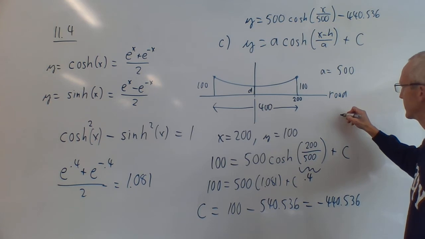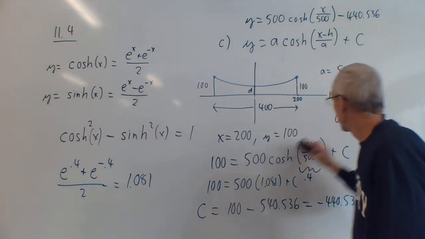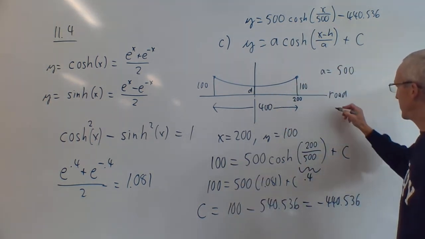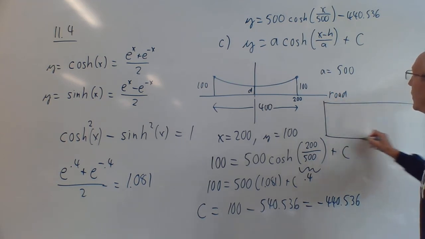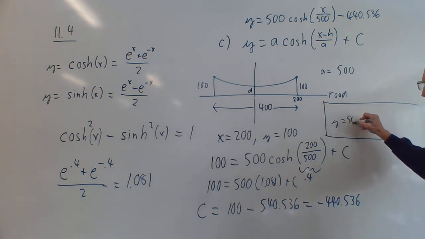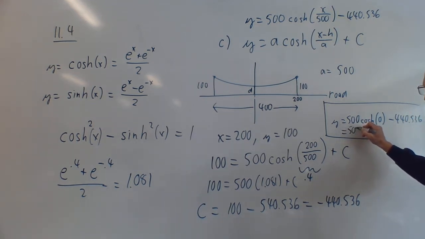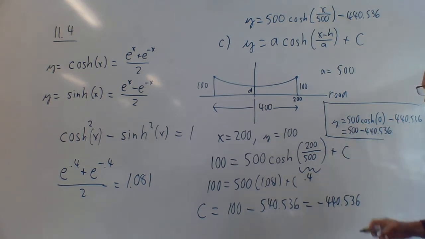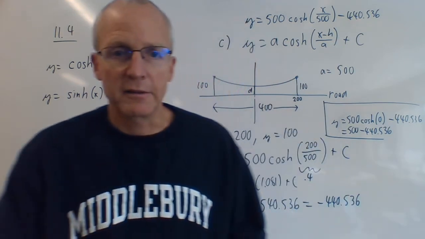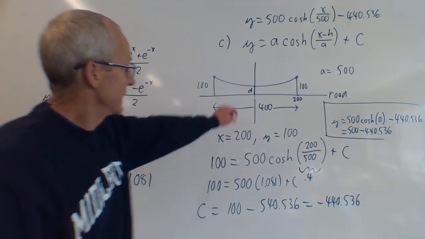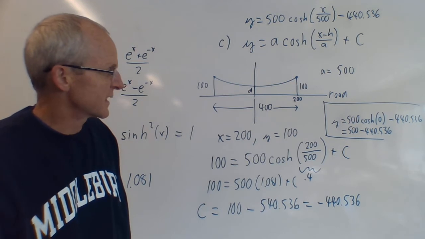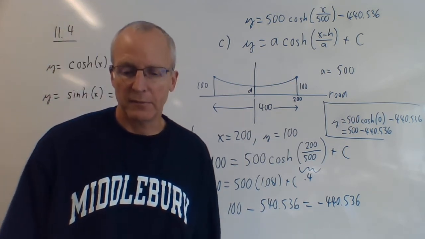I'm running out of room here, but I'll squeeze it in. So part C, the very last part, we have y is equal to 500 cosh of 0 minus 440.536. Cosh of 0 is 1. So that's just 500 minus 440.536. And I don't know what that is, but you can figure that out in a calculator. That would be the height above the road. Looks like it's going to be about 60 feet, 59 point something feet.